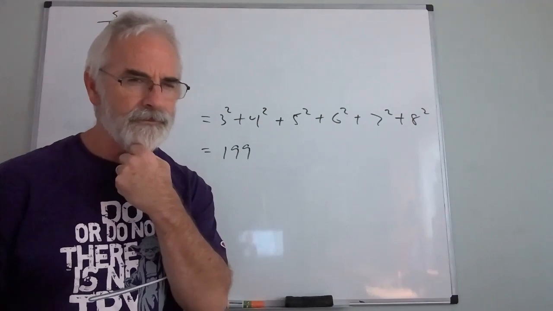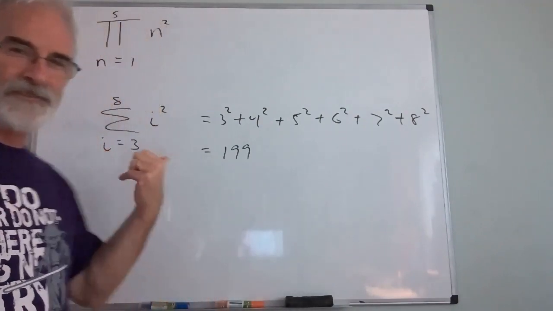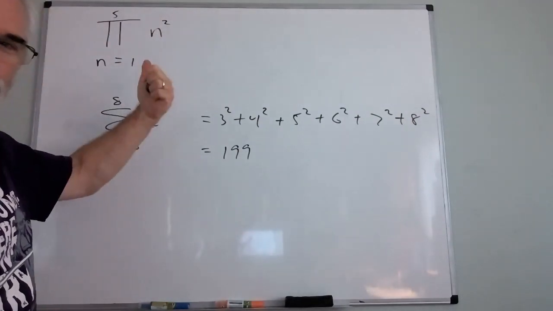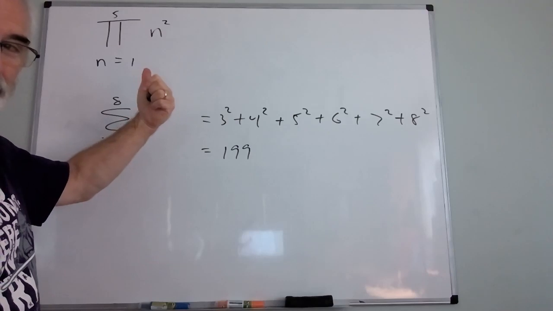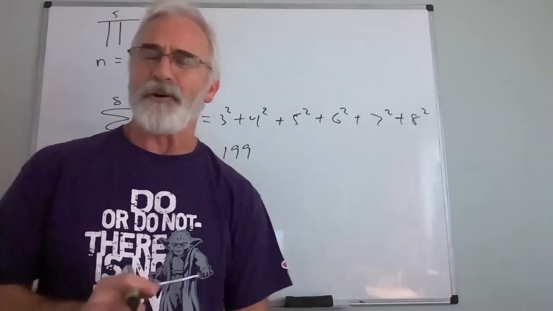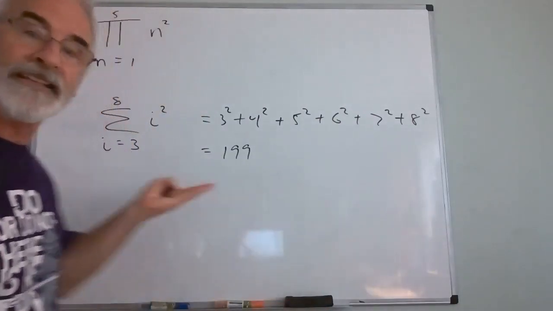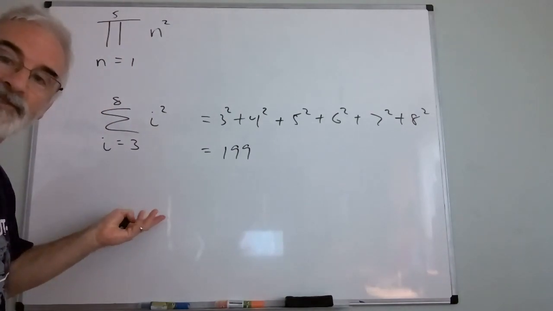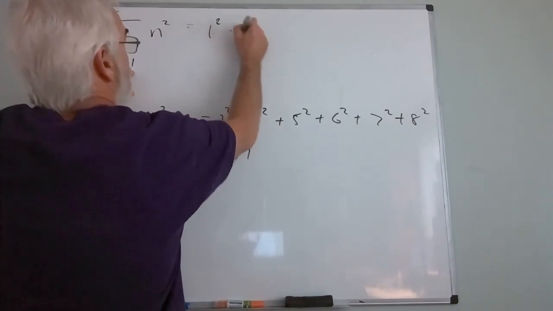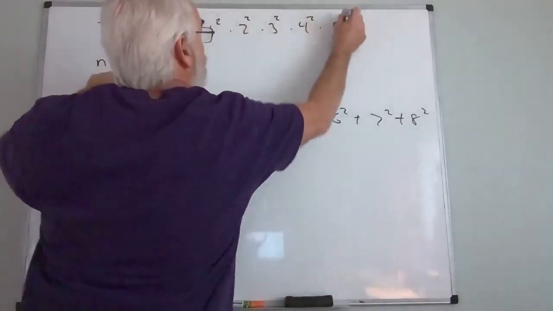Anybody want to try that one? What do you think it means? Summation, sum, S. Pi, P. Product. Good. Oh, don't make me have to give you more hints. Okay, product. The capital pi means product in exactly the same way the capital sigma means sum. So that means this is 1 squared times 2 squared times 3 squared times 4 squared times 5 squared.